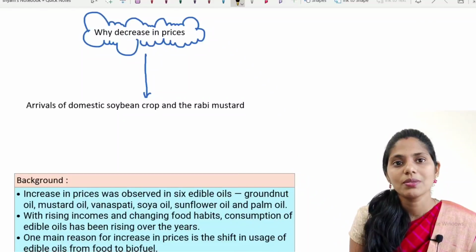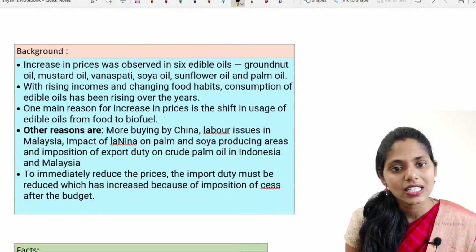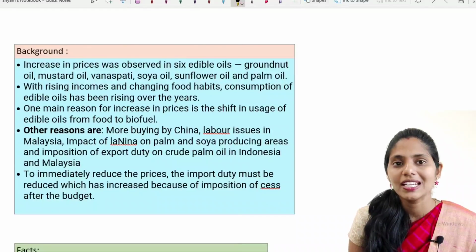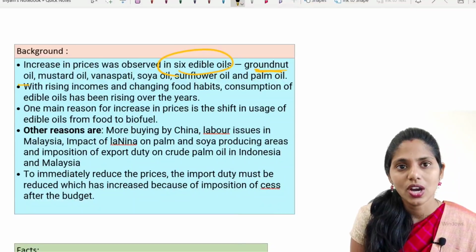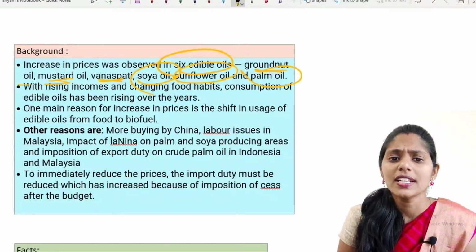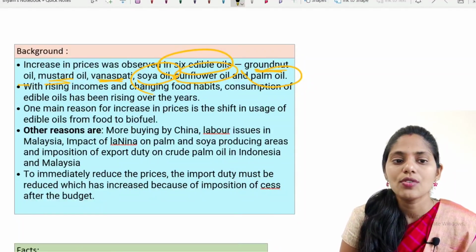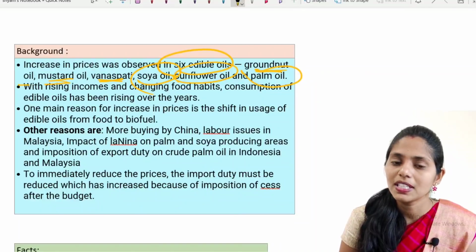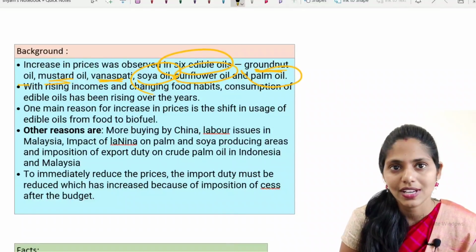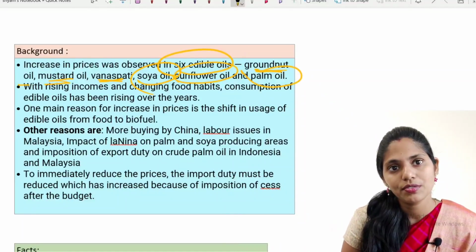Now let us talk about some important facts. The increase in prices is mainly seen in 6 edible oils. For example, groundnut oil, mustard oil, vanaspati, which is nothing but dalda, soya oil, sunflower oil and palm oil. So in these 6 edible oils, there is an increase in prices.